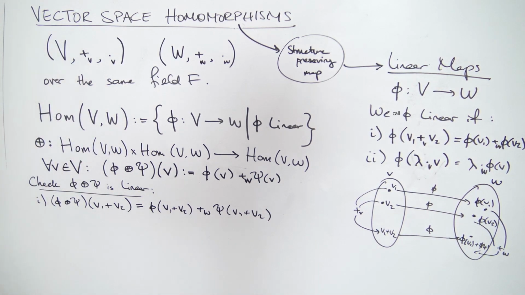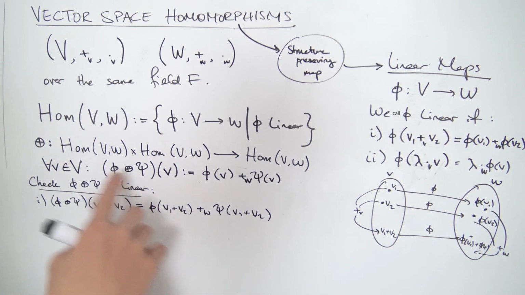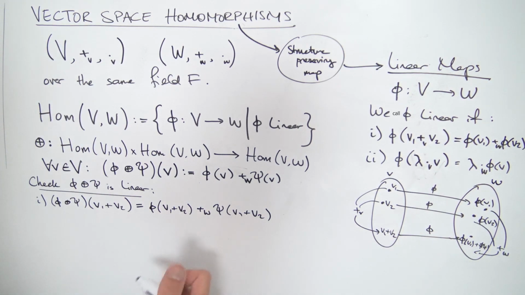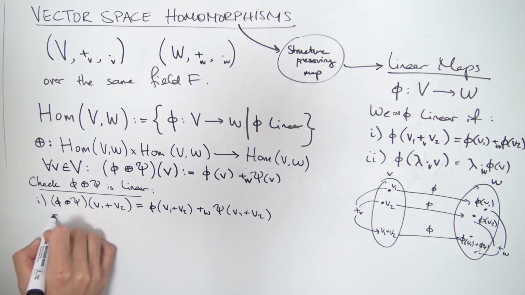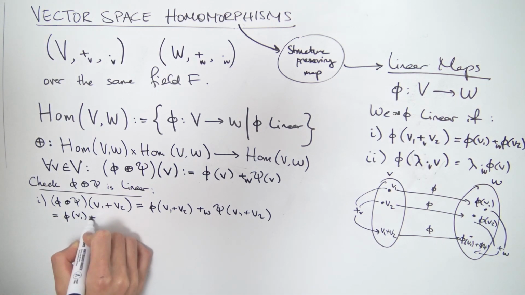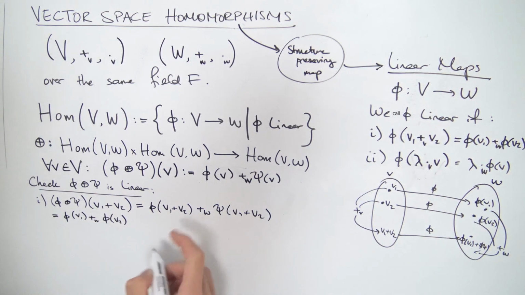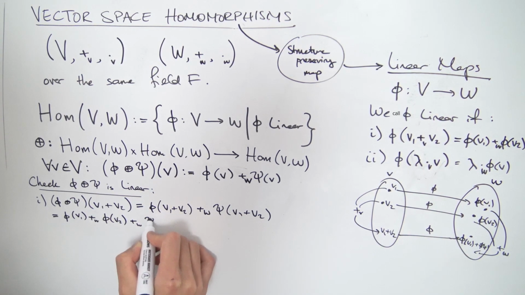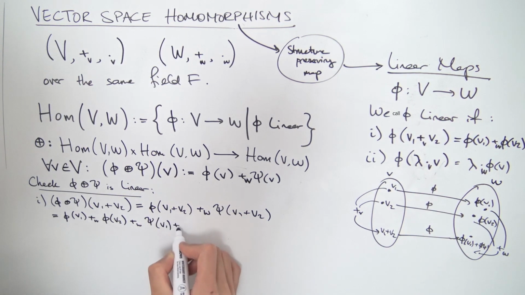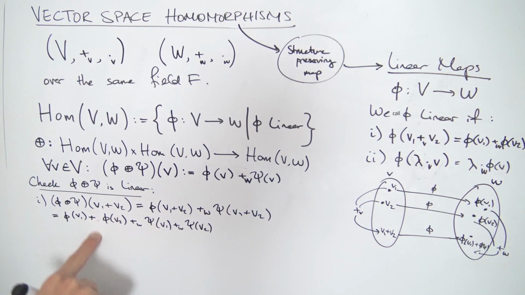plus v2 yet again. And now you may notice that φ and ψ are both linear maps because they come from Hom(V, W), which means we can use the linearity properties of φ and ψ to split this up even further. This is equal to, well, we have φ of v1 plus on W φ of v2, and then again a plus on W, we have ψ of v1 plus on W, once again, ψ of v2. So it's pretty clear all these pluses are on W, and I'll just get rid of them to make it look less cluttered.